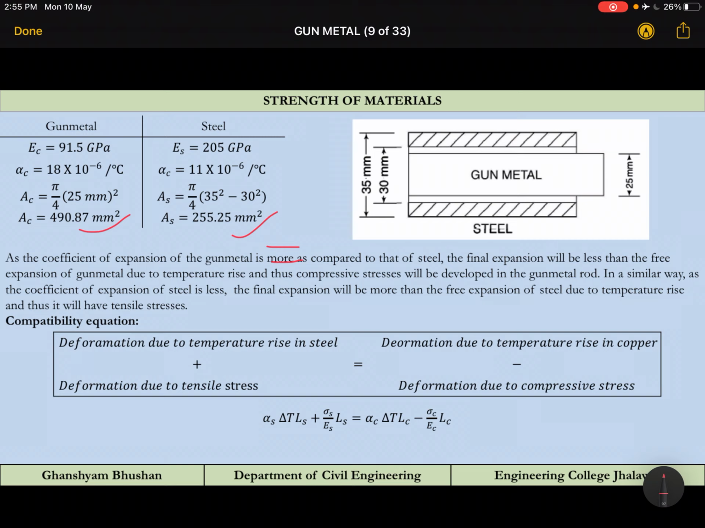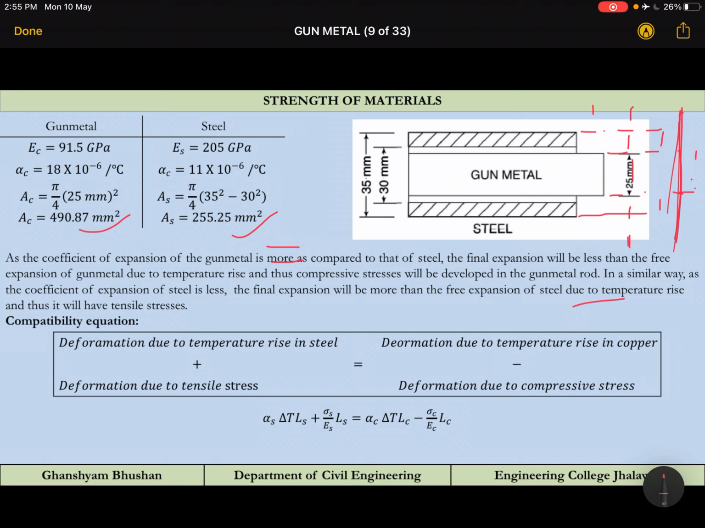As I have told you, they will compromise at some in between position, because gunmetal would have tried to expand till here and steel would have tried to expand till here. So in between they will compromise, and the steel will be in tension and the copper will be in compression. In a similar way, as the coefficient of expansion of steel is less, the final expansion will be more than the free expansion of steel due to temperature rise. So whatever I have told you, I have tried to summarize here.